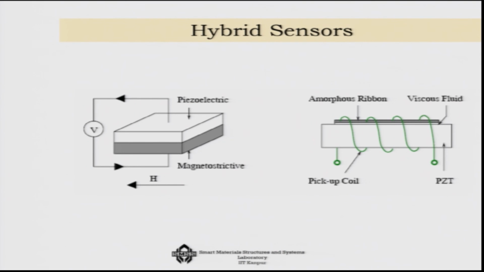There are many other uses, like material which is partly piezoelectric, partly magnetostrictive, or amorphous ribbons with viscous fluid on a piezoelectric beam. So, you can produce many such hybrid effects by using both of them.